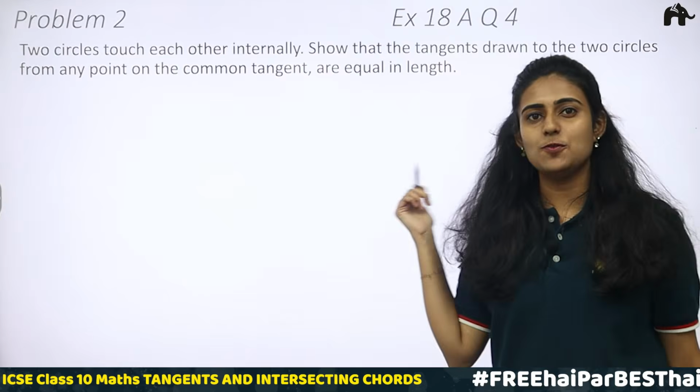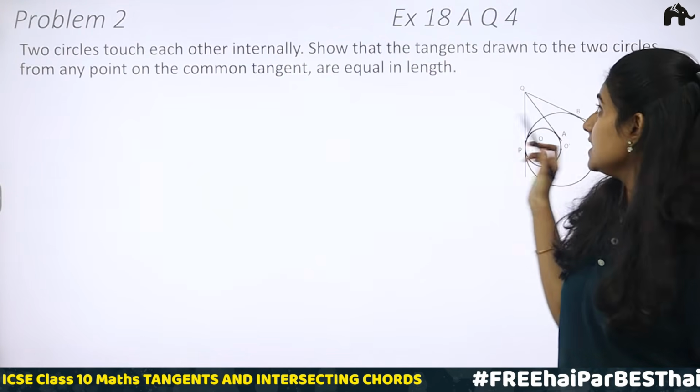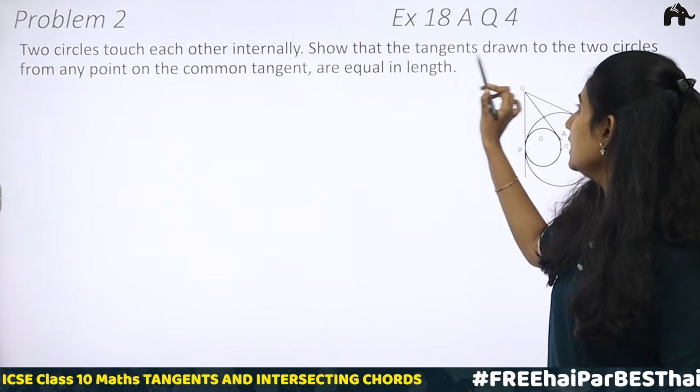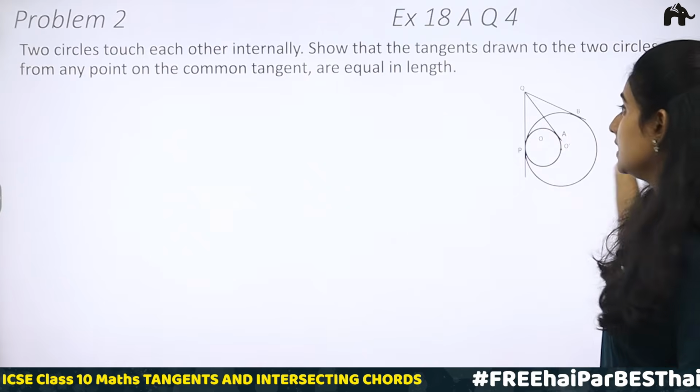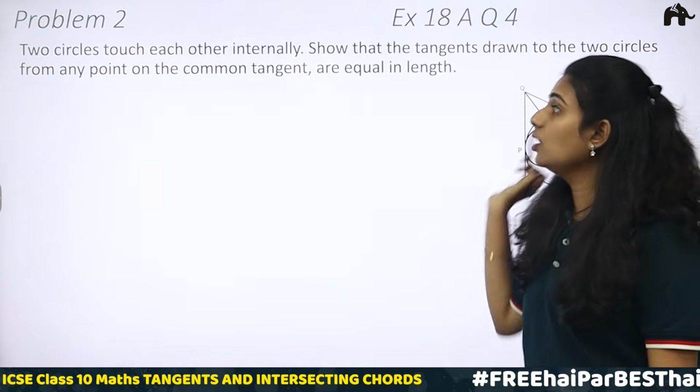Understood this? Let's move on to the second problem. Problem 2, question 4 of exercise 18A. Two circles touch each other internally. Show that the tangents drawn to the two circles from any point on the common tangent are equal in length.